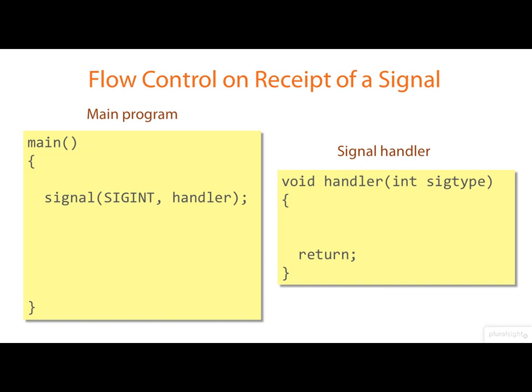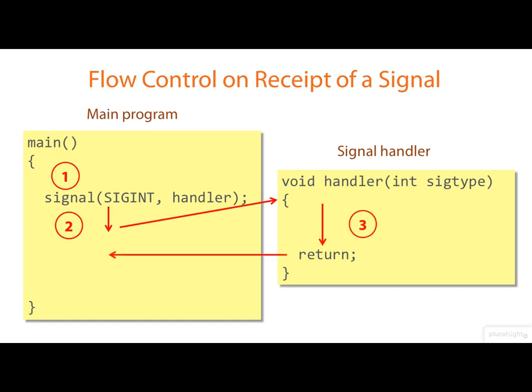Let me talk you through the sequence of events when a signal is handled. To start with, we nominate a handler for the signal, in this case SIGINT. We then go about our business and the signal is delivered. At that point, control is immediately transferred into the signal handler and the handler executes. When the handler returns, the flow of control continues in the main program.